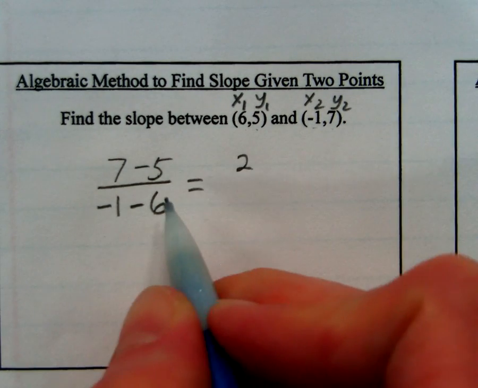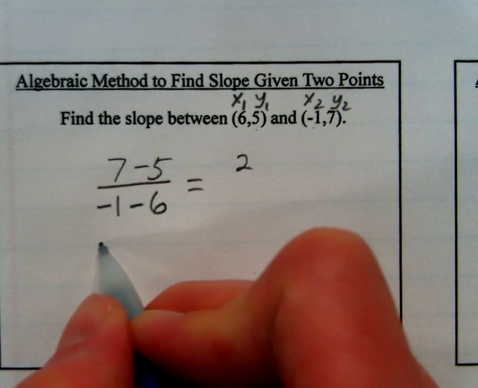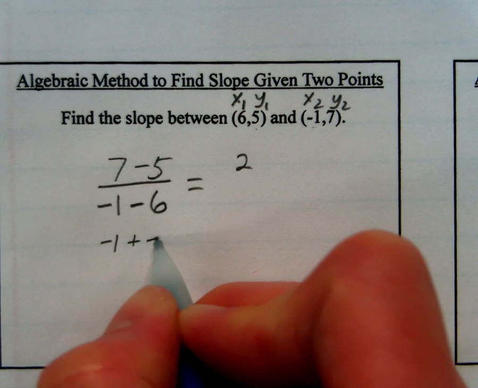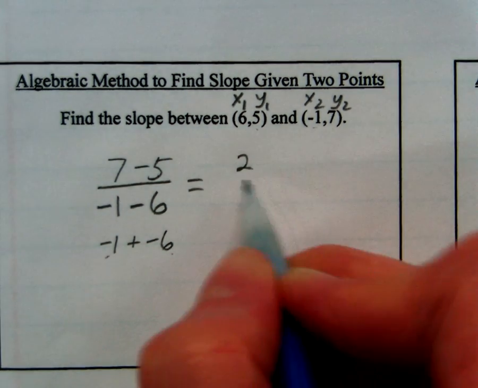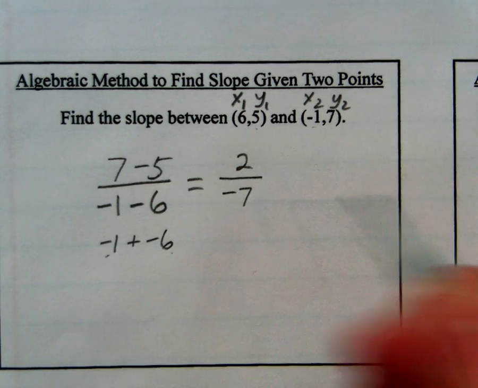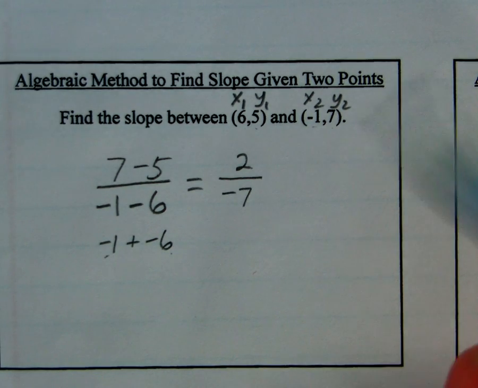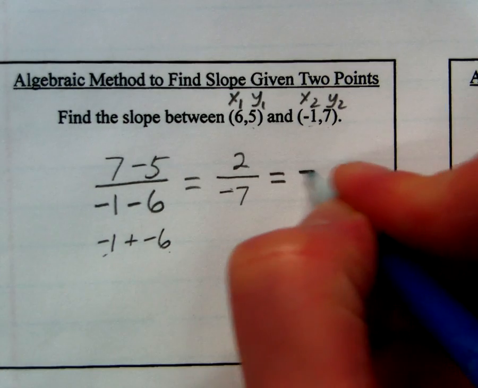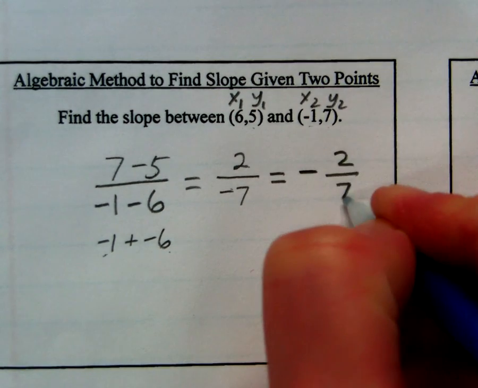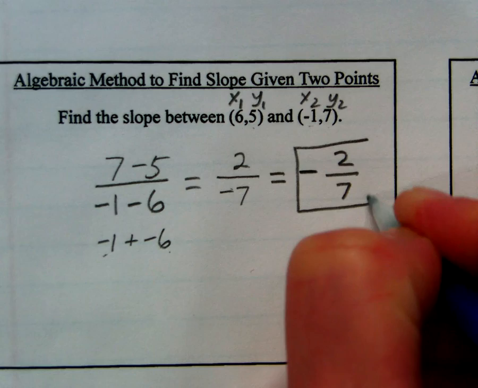And then the rule, the keep, change, change works for this too. You could change this to negative 1 plus negative 6. And when you do that, basically it's just going to become a bigger negative. It becomes negative 7. Now, normally we don't like to have negatives in the bottom of a fraction, so what they'll do is they'll just write it out in front of the fraction for your final answer.